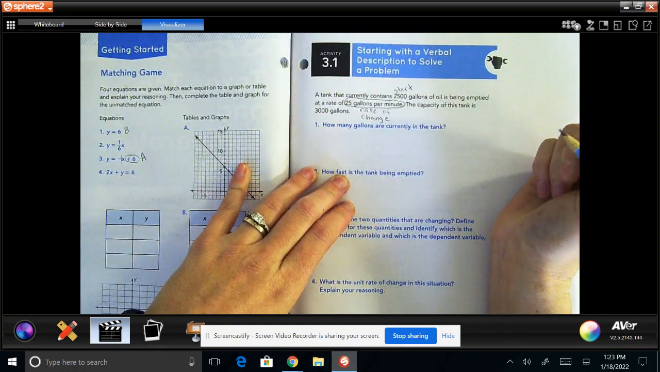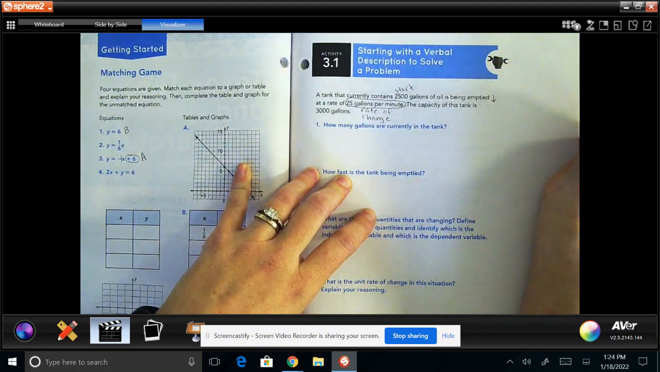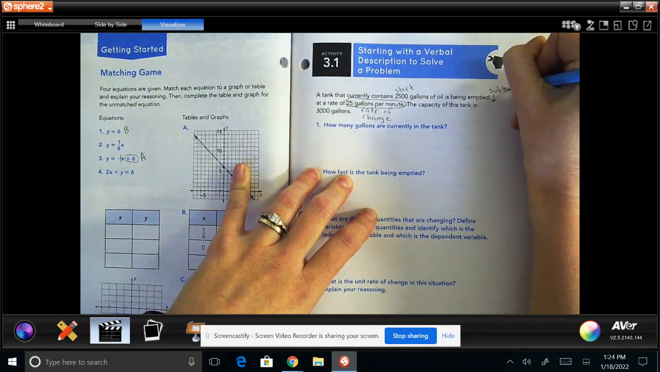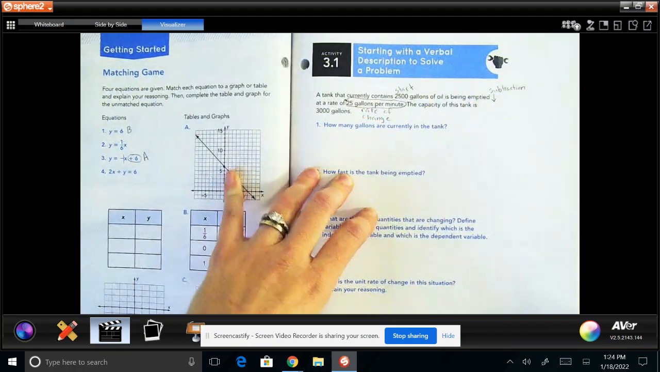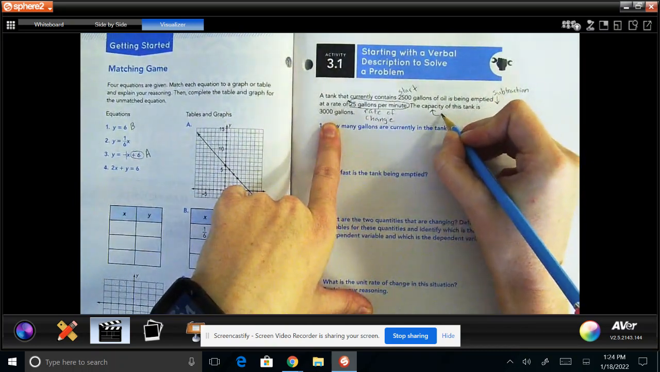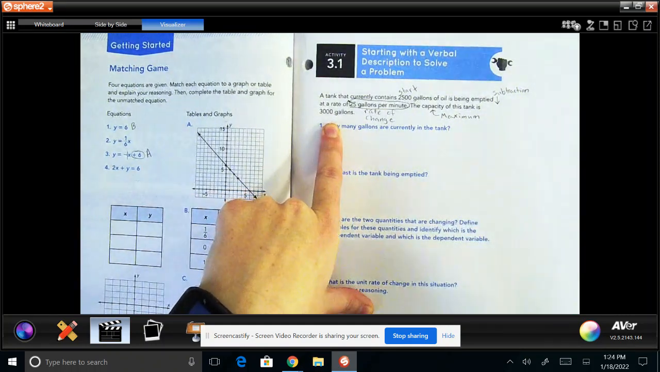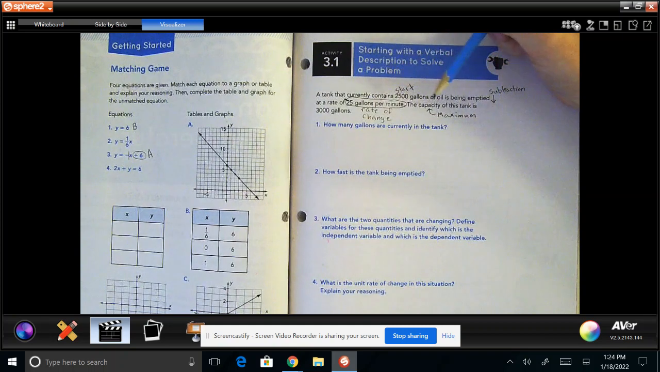And because the tank is emptying, that means it's going down, which tells me something's going to be negative or subtraction. And that something is this 25. The capacity of the tank is 3,000. The word capacity means the max or maximum. So the maximum amount that this tank can hold is 3,000. We're starting at 2,500 and it is emptying or decreasing 25 gallons per minute.